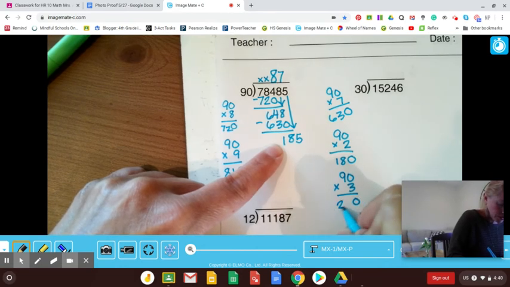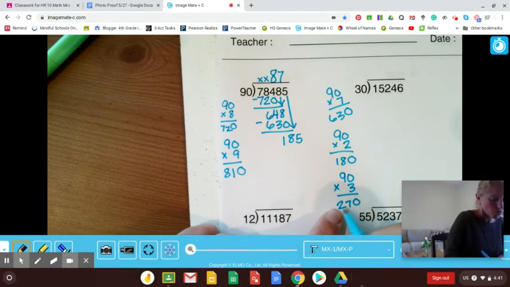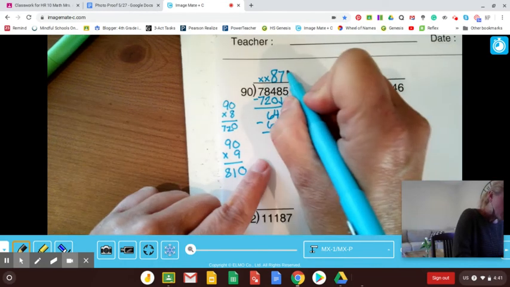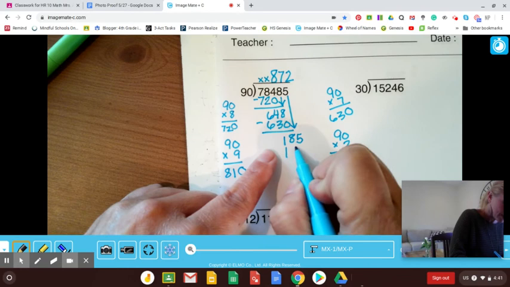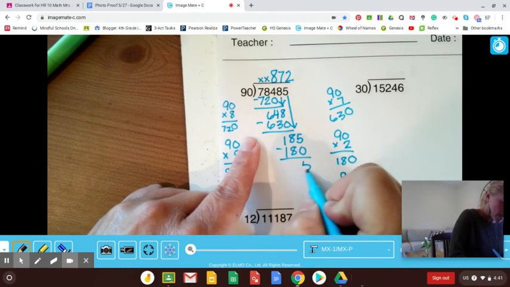Well, 9 times 3 is 27. So that'd be 270. That'd be way too high. So I'm going to go with 90 times 2. Put my 2 up top. 90 times 2 is 180. Subtract. 5 is my remainder.